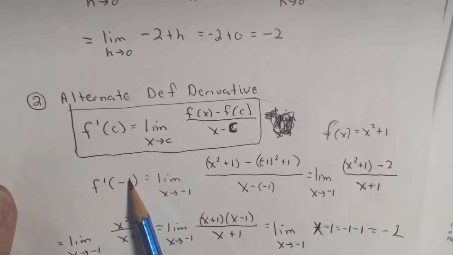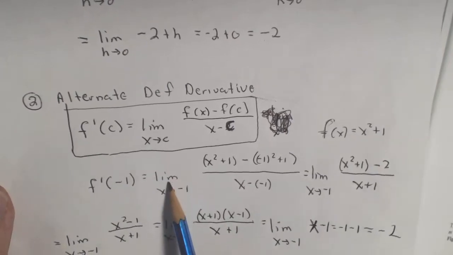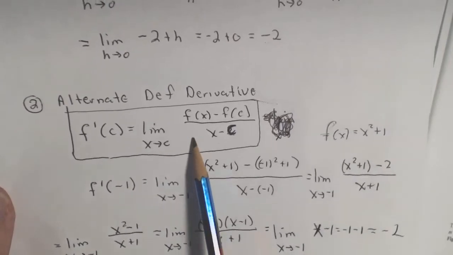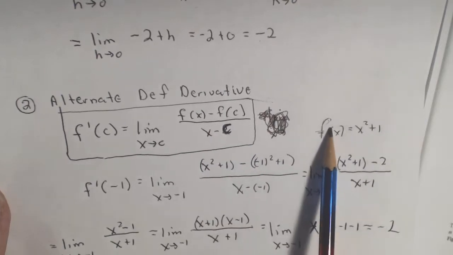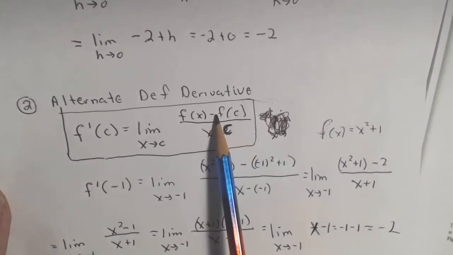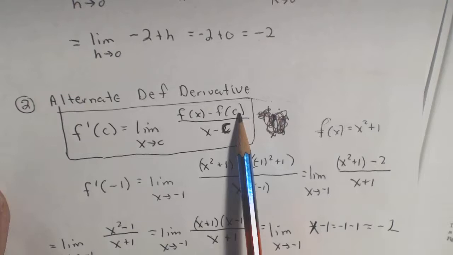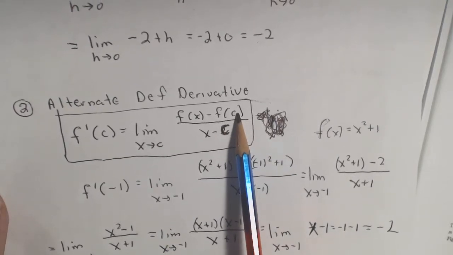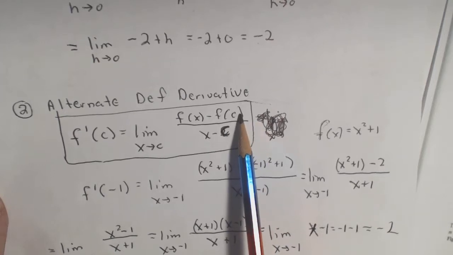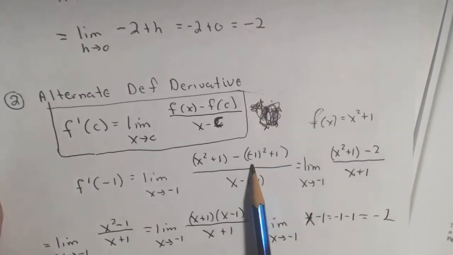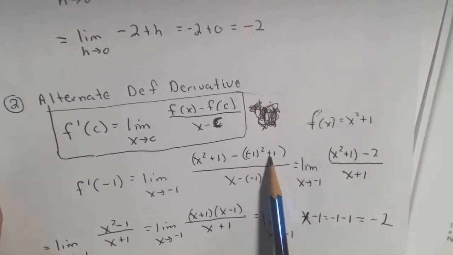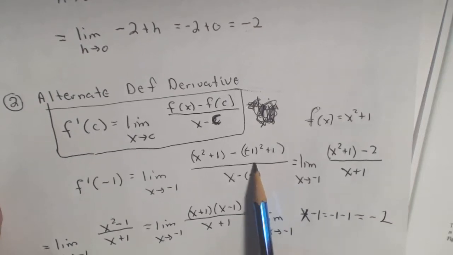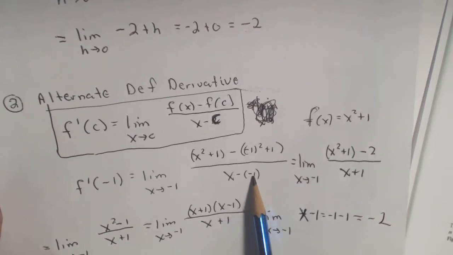f prime of negative 1 says it's the limit as x approaches that number, negative 1, of f of x, that's easy, it's x squared plus 1, minus f of, well, that's the number that's here, f of negative 1. If I said 1 before, it was negative 1. So that's negative 1 squared plus 1, like it was before. Then x minus a negative 1 in the denominator.